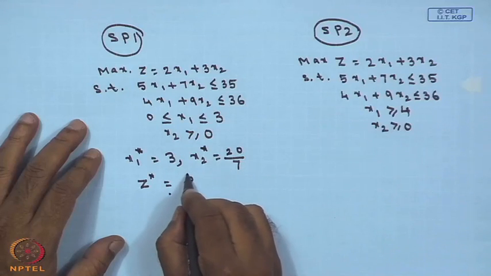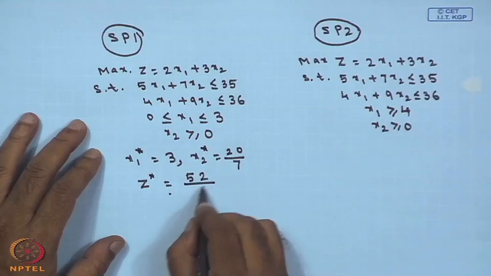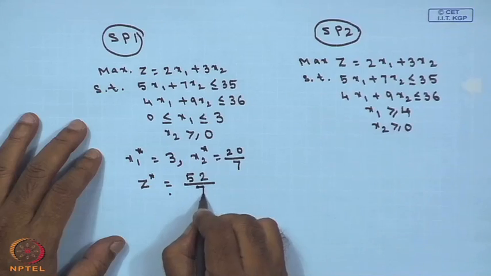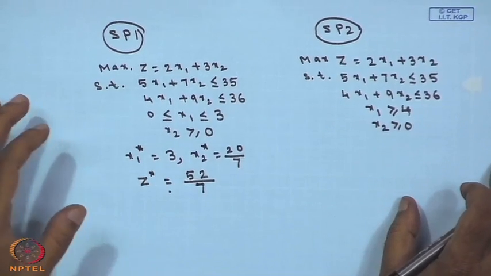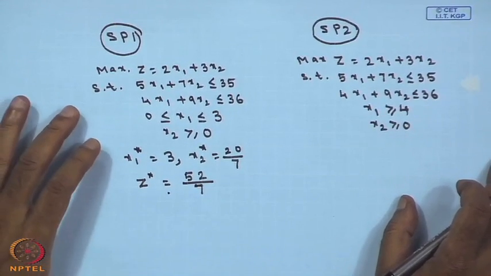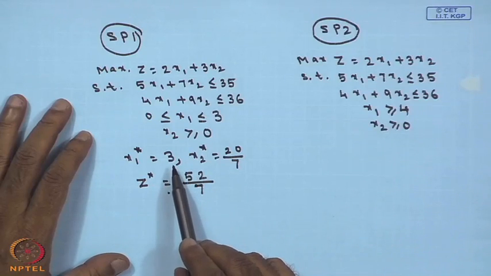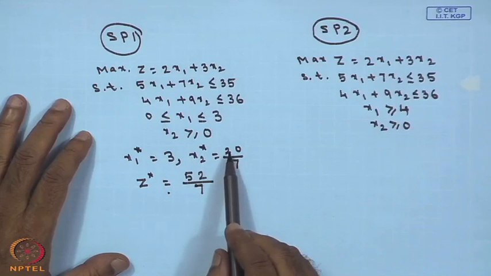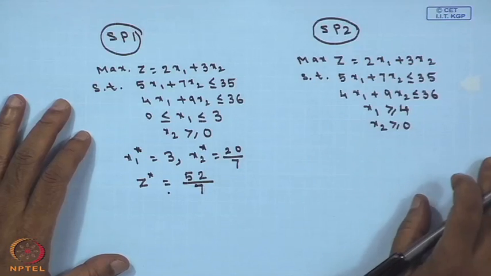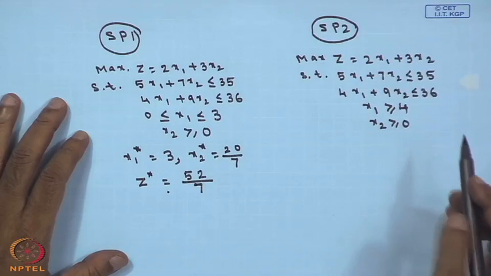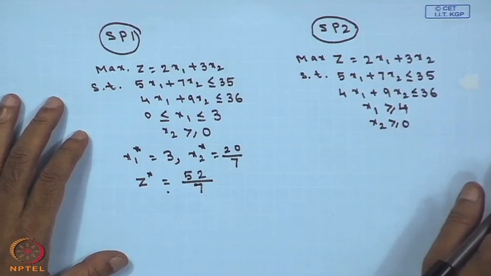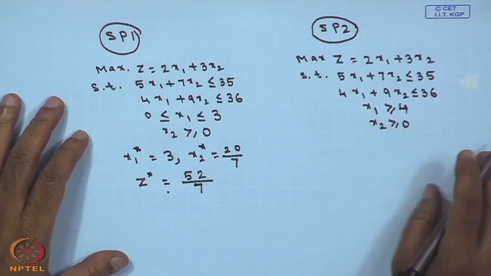So, z1 star, if you calculate, comes to 102 by 7. Am I correct, because it is coming 6 plus 60 by 7? Yeah, that is fine. Let us see the next one.